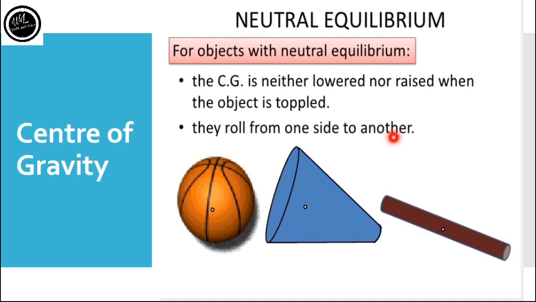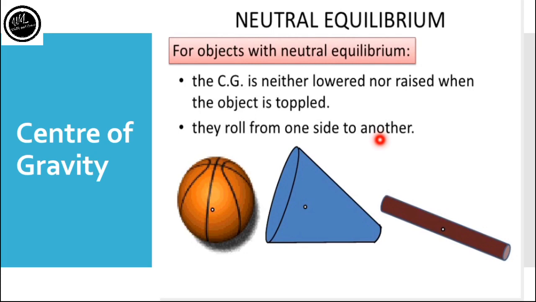So we have discussed three states of equilibrium: stable equilibrium, unstable, and neutral equilibrium. If the body comes back to its previous position after the slightest tilt, then it is called stable equilibrium. If it does not come back to its previous position, then it is called unstable equilibrium. And if it attains a new position, then it is known as neutral equilibrium.